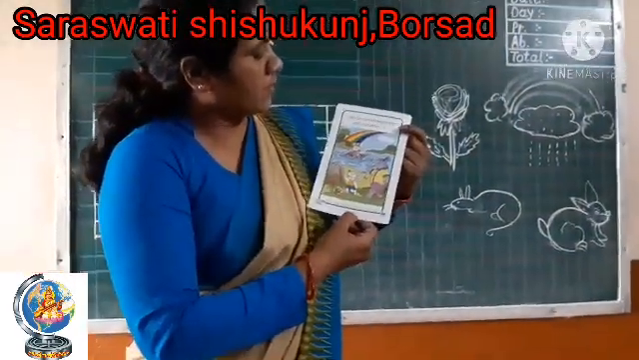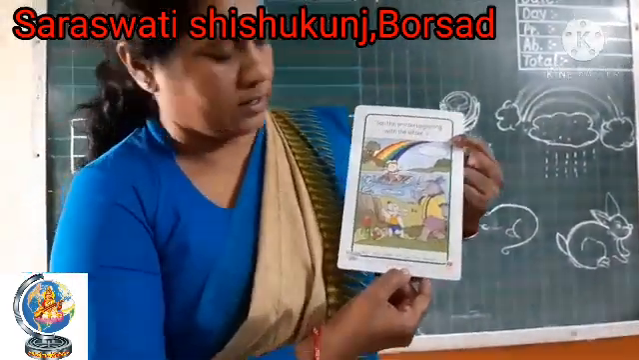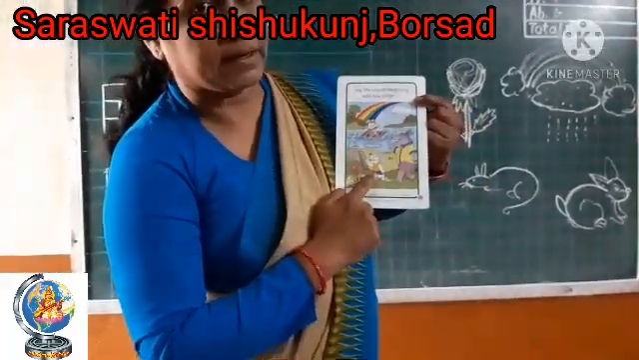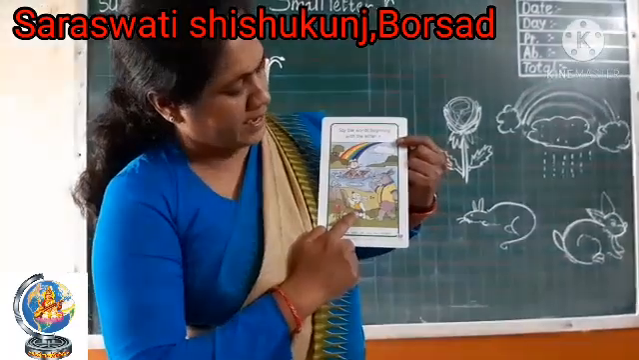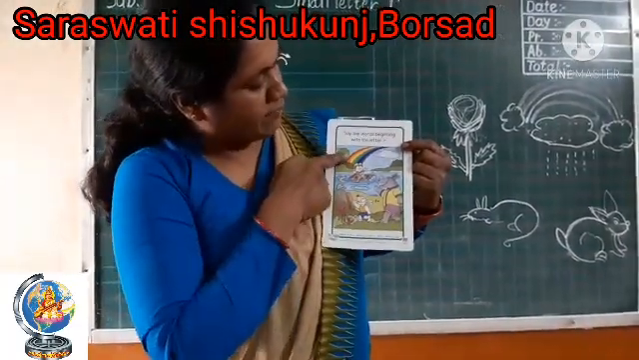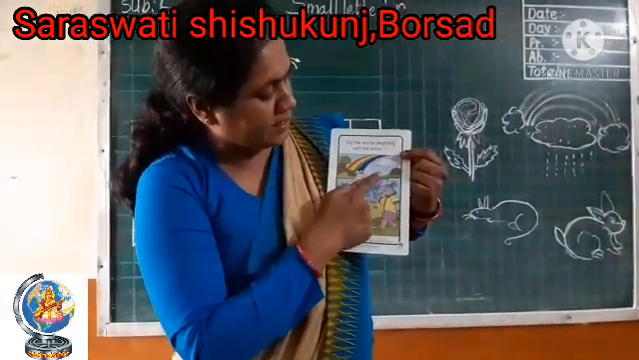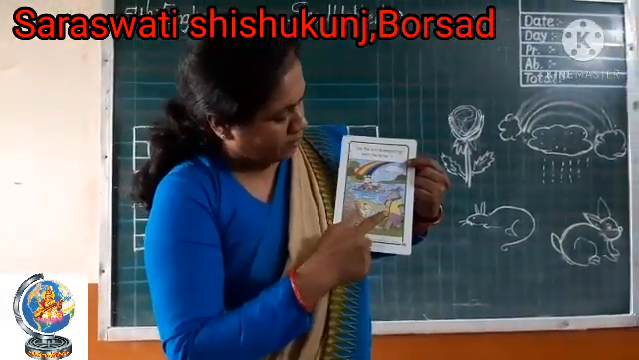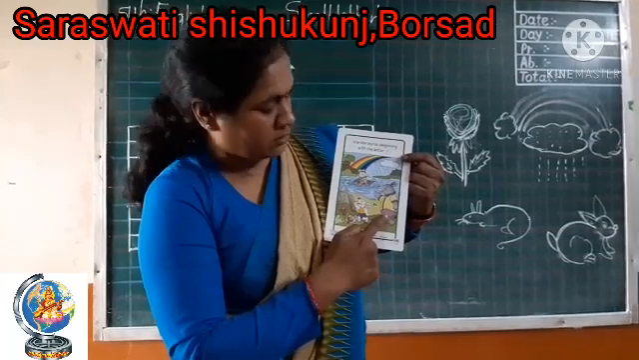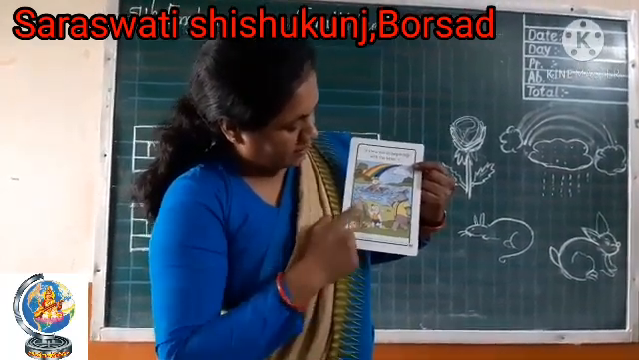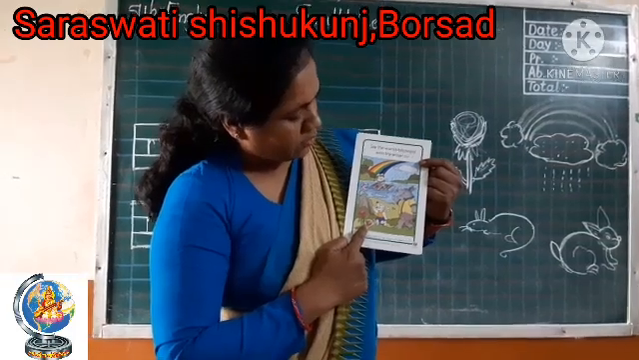Say the words beginning with the letter R. R for rabbit. R for rainbow. R for rain. R for rhinoceros. R for red. And R for rose.